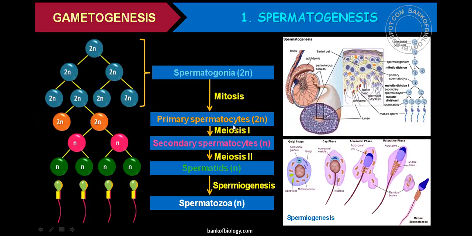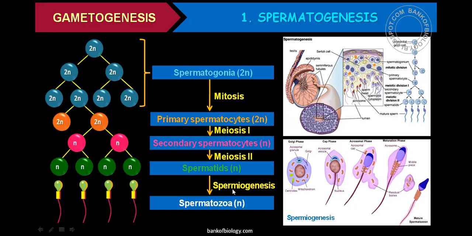This is going to be the question. Meiosis 1 results in the formation of secondary spermatocyte. That secondary spermatocyte is haploid. Then secondary spermatocyte undergoes meiosis 2, which results in the formation of spermatids, and the spermatids are going to be in haploid condition. Then spermatid develops into spermatozoa, which we call spermiogenesis.